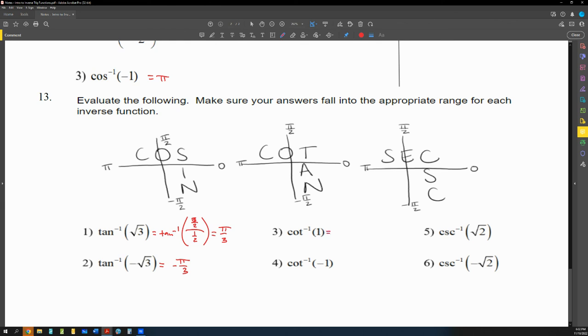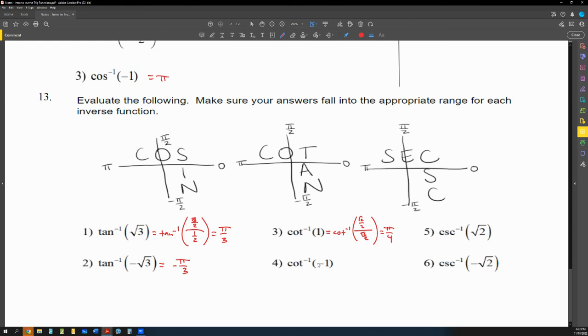Remember which ratio of side lengths would cause this quantity to be 1. The only answer for that is our reference angle of 45 degrees, or pi fourths. So that's root 2 over 2 over root 2 over 2, which is equal to 1. This is a positive quantity, and we're looking at a positive quantity in quadrants 1 or 2. Both x and y are positive here, so we would have quadrant 1, and we're looking at pi fourths.